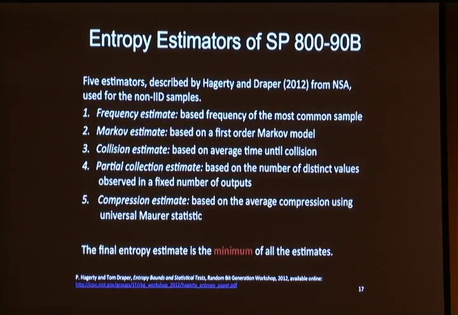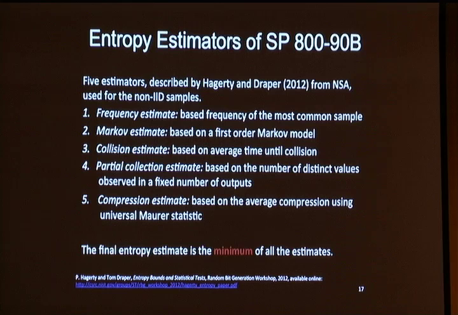The second estimator is the Markov estimate. It just models the system as a Markov model, a one-depth Markov model. And the other one is the collision estimate, which is based on the average time a collision occurs, which means a sample value is repeated. And the partial collection estimate is based on the number of distinct sample values that we observed in a time period. And then we also have the compression estimate.